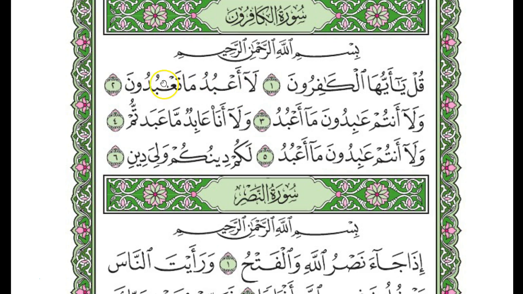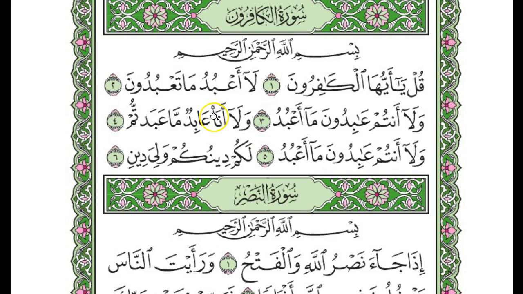And here, la a'budu ma ta'budun, there's no isim here, only verbs. Next one, wa la antum abiduna ma a'bud. How many isims do we have here? Antum is a dhamir, so it's actually an isim, but it's mabni, so we don't have to worry about that. Abiduna is definitely an isim, an isim fa'il, being plural, well known. So it's plural masculine.